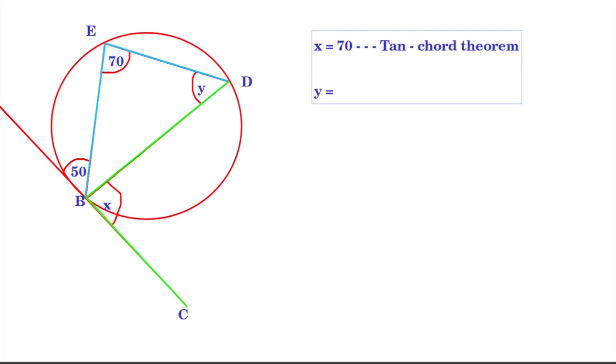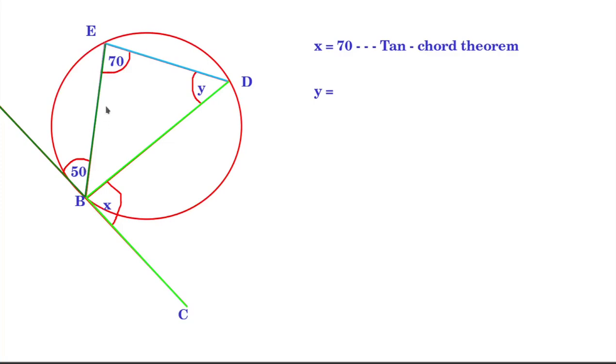Value of y. What is y? Now y is an angle in the triangle. Let's see from the other tangent, the other side. This is a tangent AB, and then chord BE. There is an angle 50 degrees. From chord BE, let me highlight again. From this chord and this tangent, we have 50 degrees between those two.